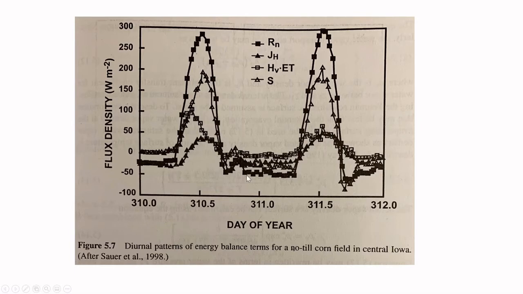The soil heat flux is not very significant most of the time, but in this case you can see that the bulk air movement, the convective heat flux, is quite significant in these two days of the year. If you add up the soil heat flux, convective heat flux, and latent heat flux, you should get the incoming net radiation. At different times of the day you have a different distribution of energy.